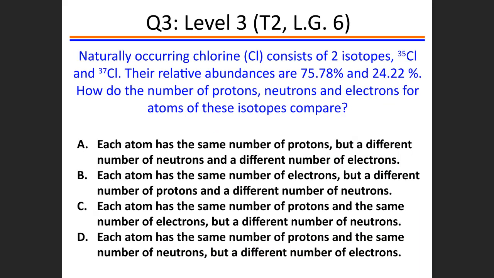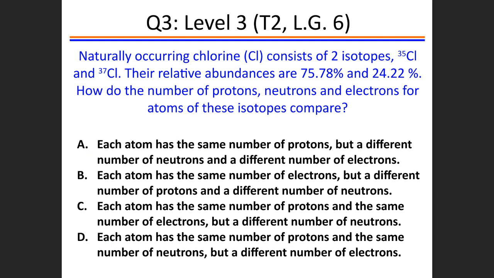Actually, this type of question I should not show here, but it's okay. It will make it easy for you to know what type of format is going to be in the exam. Naturally occurring chlorine consists of two isotopes, Cl35 and Cl37. This is for chlorine. So that means here the neutron number is higher than the regular one. Their relative abundances are 75.78 and 24.22. So how do the number of protons, neutrons, and electrons for the atoms of these isotopes compare?